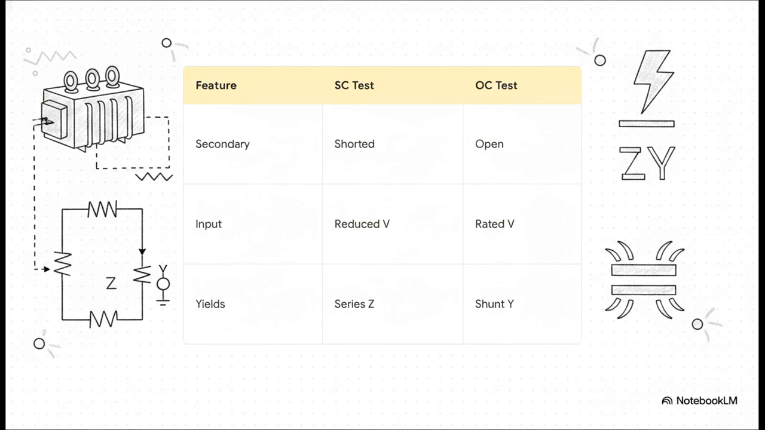These two tests perfectly divide and conquer the two components of our circuit model. Shorting the secondary with a reduced voltage yields your series impedance. Leaving the secondary open with rated voltage yields your shunt admittance. By doing this, we take this massive, complex piece of industrial hardware and turn it into a precise two-part mathematical model that is totally ready for our power flow software.